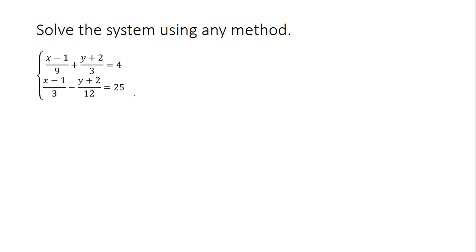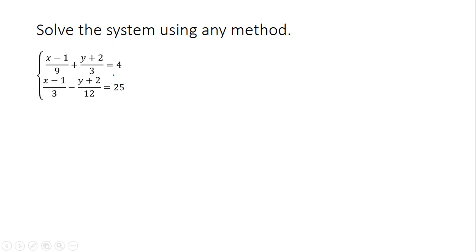In this video, we will solve a system of linear equations using any method. We have the equation, the quantity x minus 1 divided by 9, plus the quantity y plus 2 divided by 3 equals 4. Then our second equation is the quantity x minus 1 divided by 3 minus the quantity y plus 2 divided by 12 equals 25.